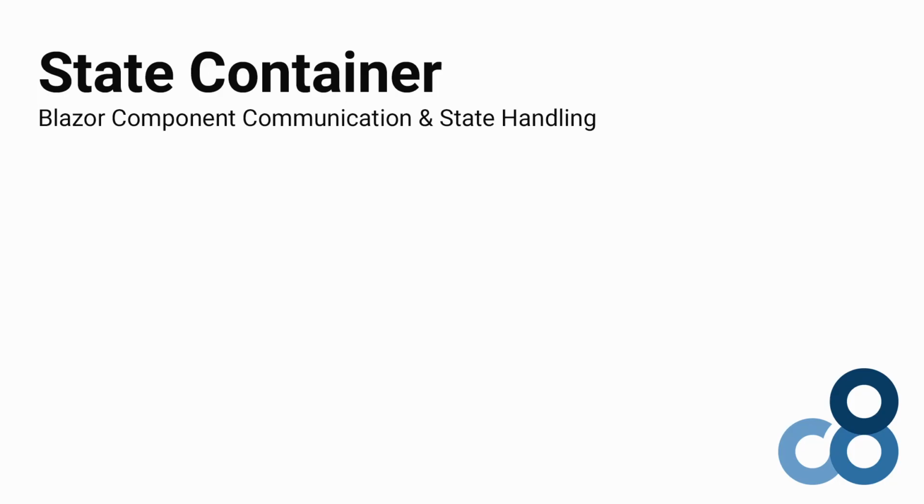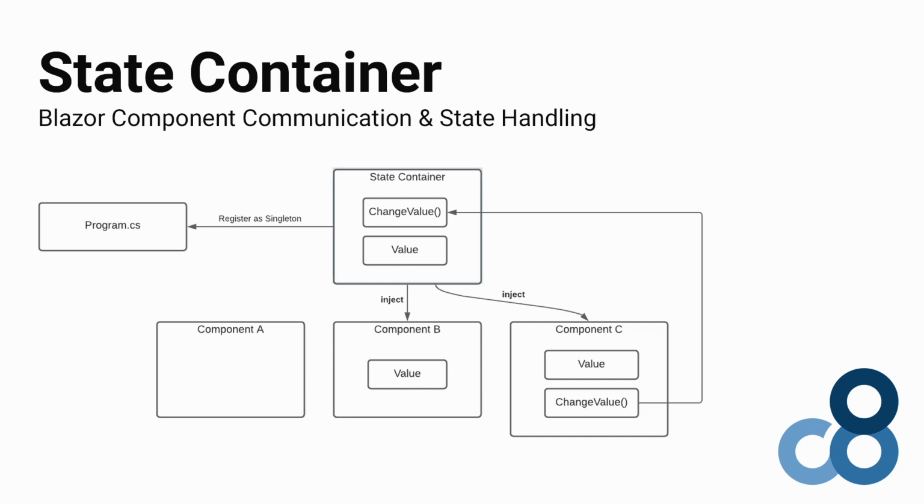State containers are the most complex communication pattern explained in this video. You can implement it yourself or use a library. We're going to take a look at the basic implementation. The idea is to create a context class registered as a dependency in the application and inject it into the components that need access to the state.